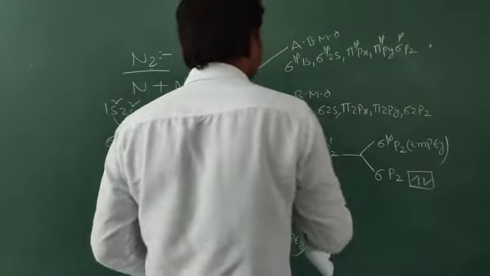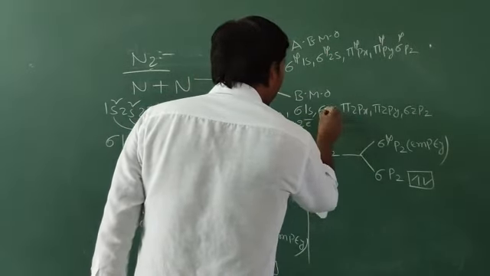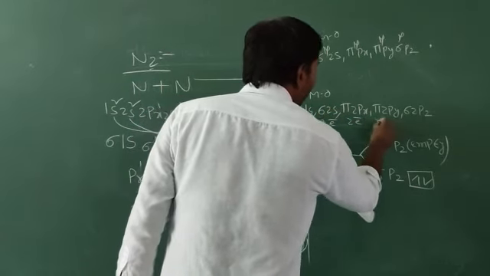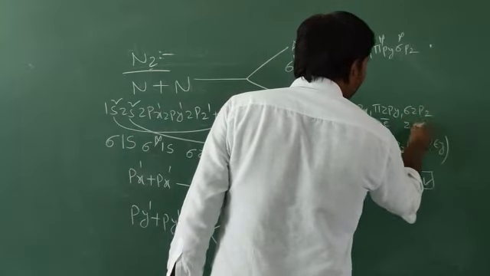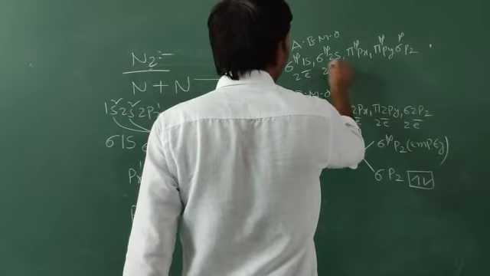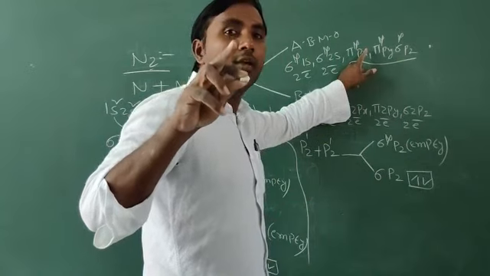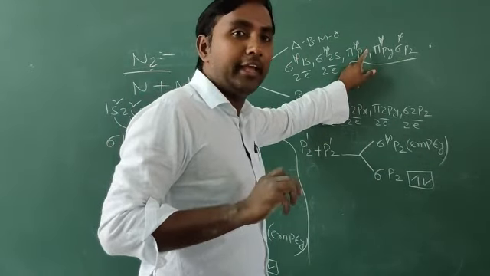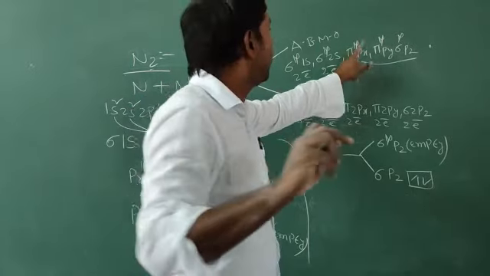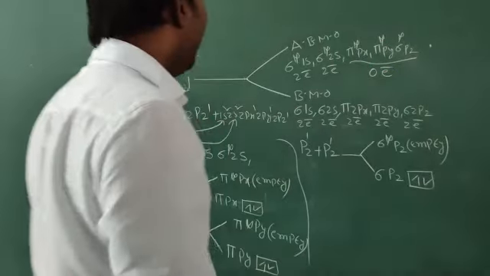Here, sigma 1s has how many electrons? 2 electrons. Sigma 2s has 2 electrons, pi 2px has 2 electrons, pi 2py has 2 electrons, sigma 2pz has 2 electrons. Sigma star 1s has 2 electrons and sigma star 2s has 2 electrons. In nitrogen, the remaining anti-bonding molecular orbitals do not fill in, so 0 electrons fill in.